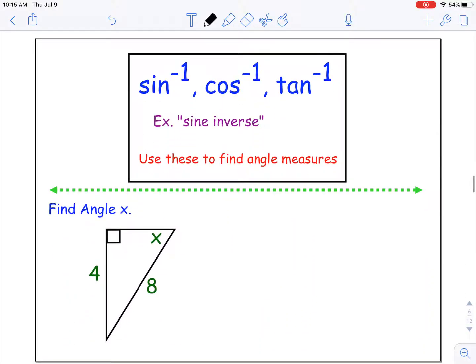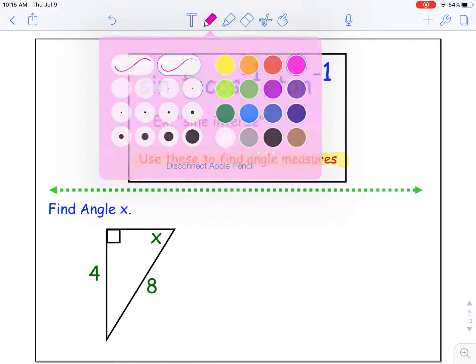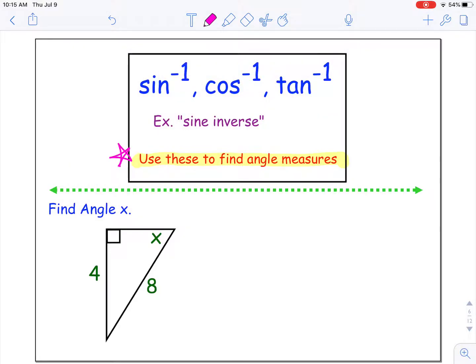And that's one of the things we're adding today with our right triangle trig: our inverse sine, or sine inverse, inverse cosine, and tangent inverse. And we're going to use these to find angle measures. So that's the important piece. Sometimes students get mixed up. When do I use the tangent and when do I use the inverse tangent? If you're trying to find an angle measure, that's when you use the inverse. We only use that to find angle measures.